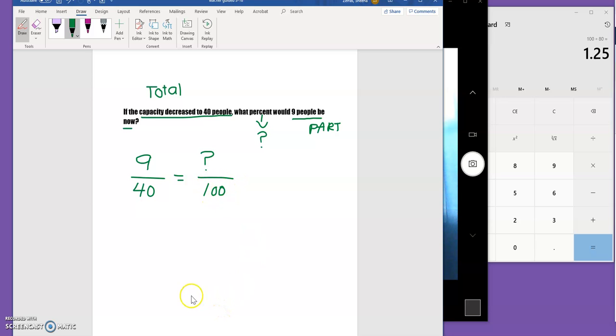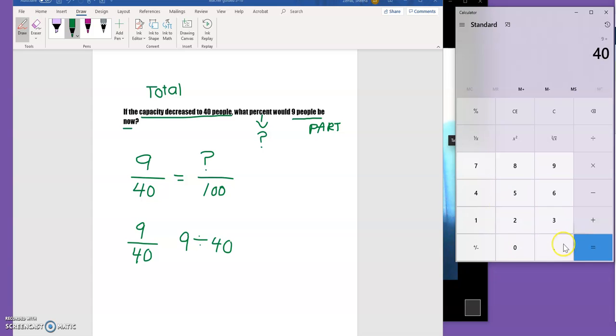Okay, so this is where we run into a problem. 40 will not evenly multiply to 100. So I'm going to show you another strategy. Instead of multiplying my original fraction 9 out of 40, I'm going to convert it to its decimal form. To do that, I'm going to take my numerator, 9, divide it by the denominator, 40.